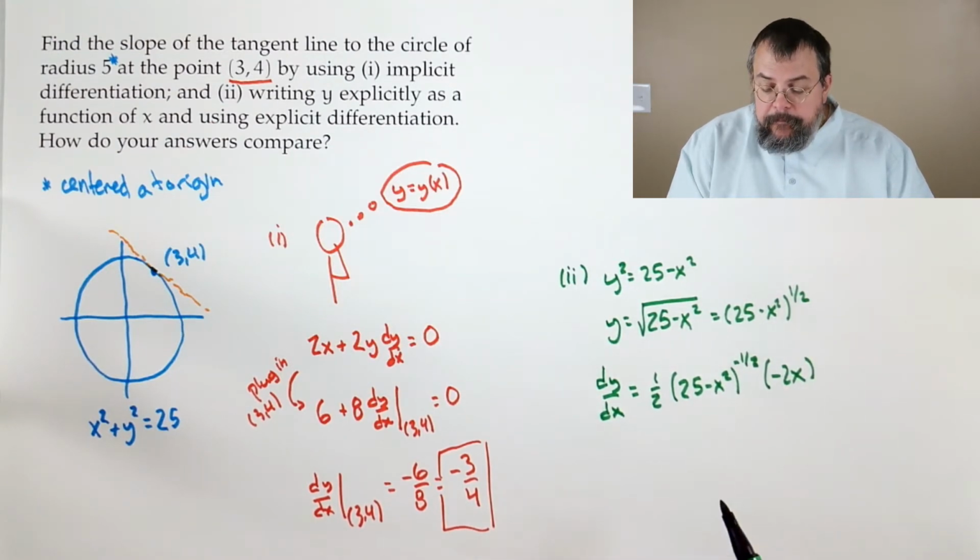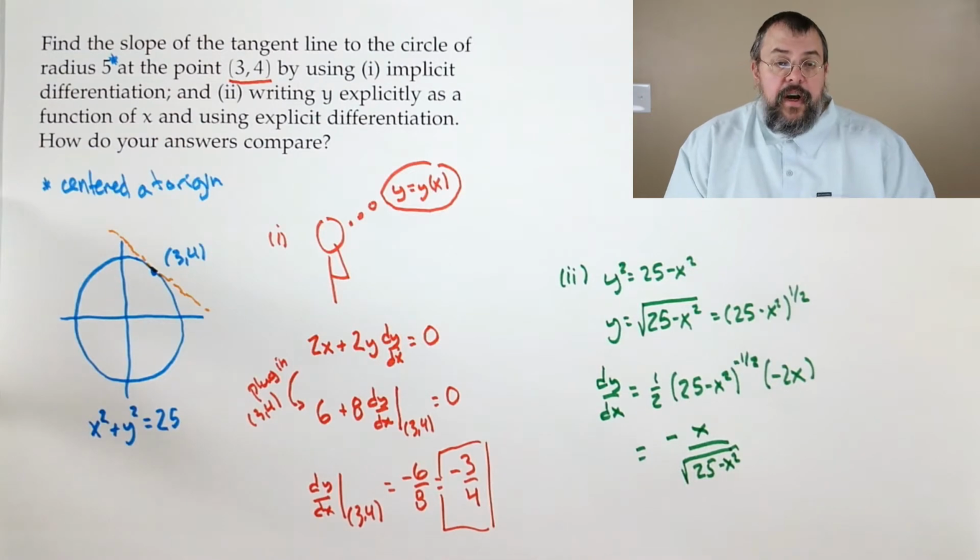All right. And, well, we could simplify this if we wanted to. For example, we can cancel the 2's. There's a half and a 2. And so I can write it as negative x upstairs. And this negative exponent means I can write a square root of 25 minus x squared downstairs. Okay, so that's my derivative.